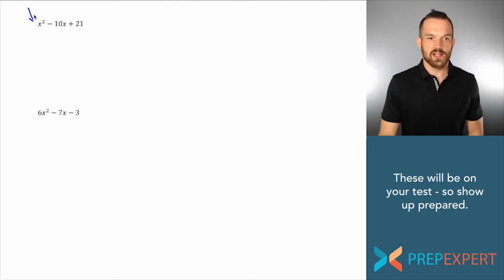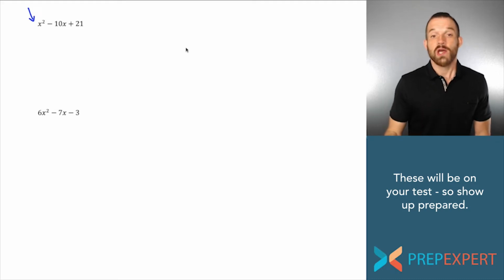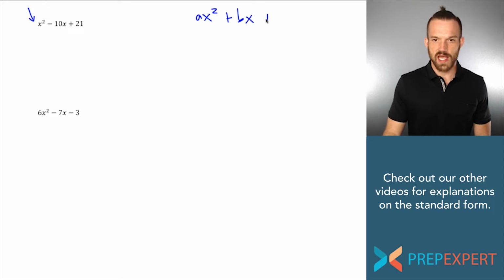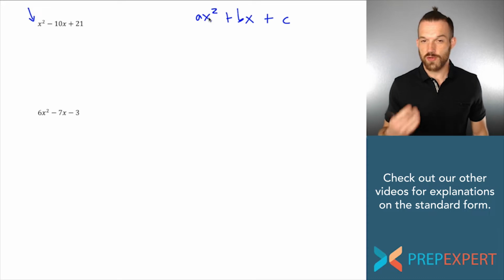This first quadratic here on the top has an A term that's equal to 1. Now, what do I mean by the A term? Well, in order to factor quadratics, we have to begin by knowing the standard form of a quadratic equation. That is ax squared plus bx plus c. When you have a quadratic in the standard form, what that means is you have a single x squared term, and that x squared term has a coefficient that we call the A term.